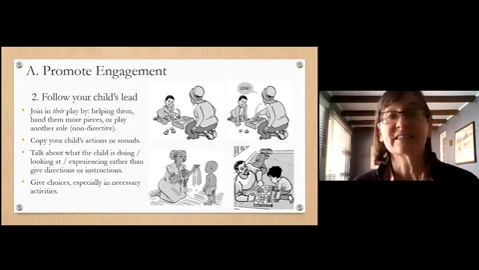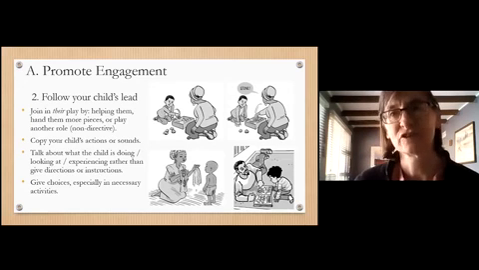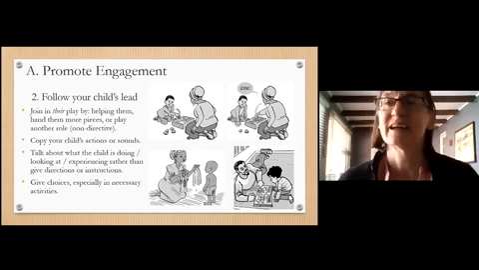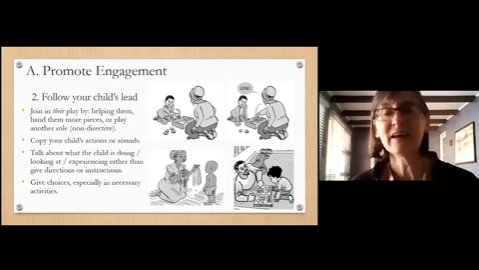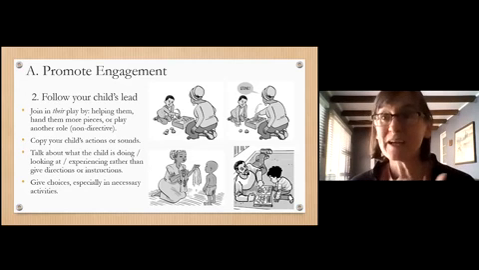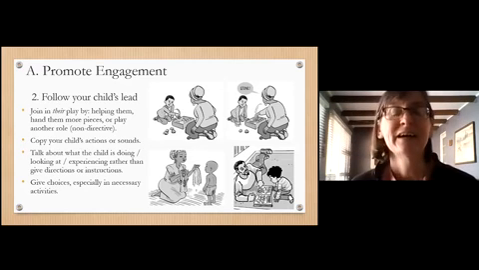Another strategy is copying your child's actions or sounds. And there's actually quite a lot of research on the impact that contingent imitation has on promoting engagement in children. So if a child makes a sound or does an action and the parent copies them, it can very quickly put them on the same sort of socially engaged plane.